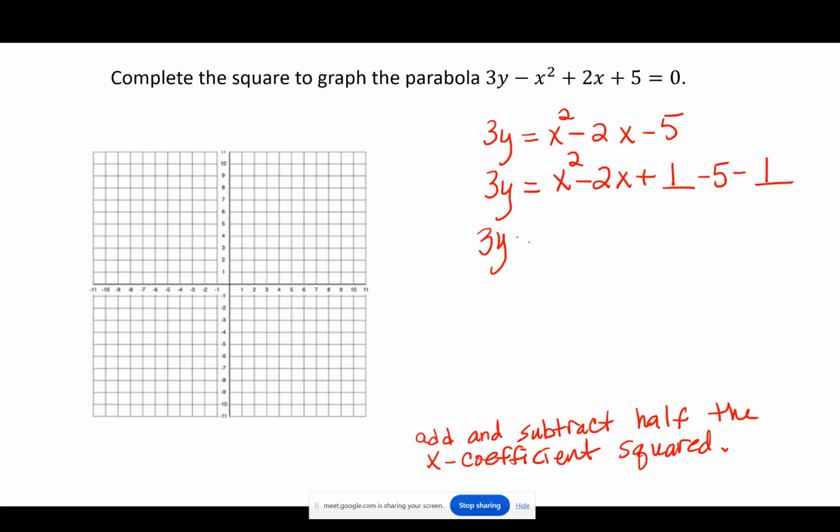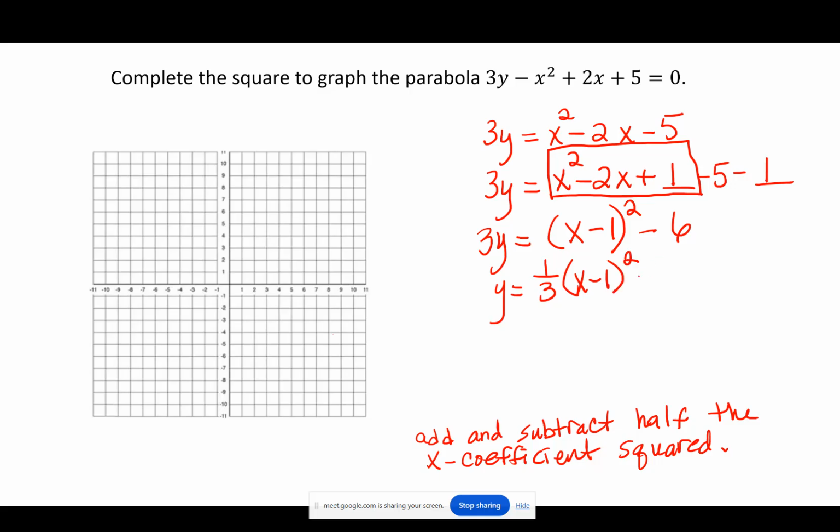So 3y is equal to, now this part right here can be written as a perfect square binomial, and that will be x minus half the x coefficient, which is 1, squared. And then you've got the negative 5 and the negative 1 over there, so that's minus 6. Now, we don't want 3y equals something. We want just y equals something because that's what the equation of a parabola looks like. So we're going to divide both sides by 3. And when we do that, we're going to have y equals 1/3 times x minus 1 quantity squared minus 6 over 3, which is 2.